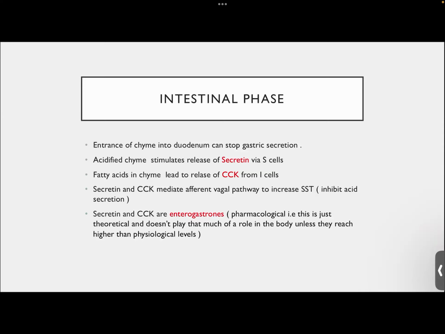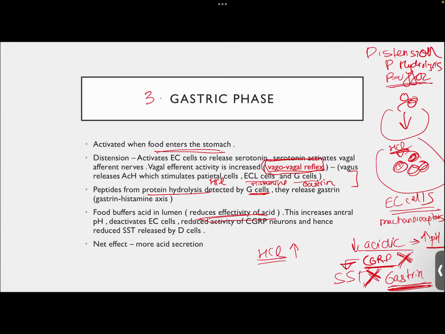But before that, do you have any doubts? I'm going to give you 30 seconds to type in anything. Yeah, someone asked to recap the gastric phase. Gastric phase. Okay.